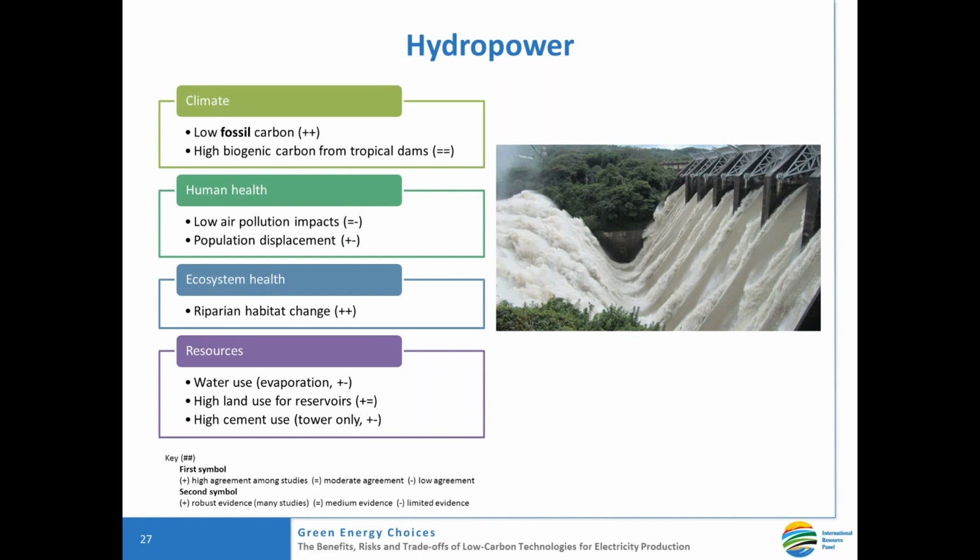There can be significant ecosystem impacts as riparian habitats change, and this is well documented. In general, hydropower has high water use because of evaporation, the average hydropower plant has high land use for the reservoirs and uses quite a lot of cement for building the dam.